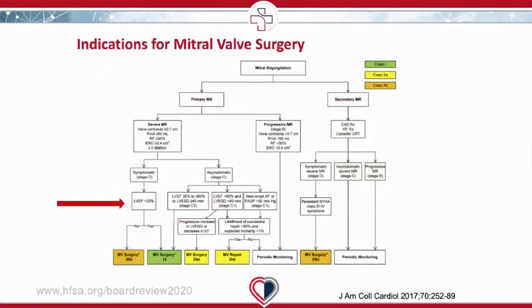This is similar data presented in a different way for more visual learners. Again, the key cutoff to know is an EF of 30%. So I might imagine a question where a patient has primary MR, maybe was lost to follow-up, and their EF is 40%. It's still a class 1 indication to undergo mitral valve surgery for repair.